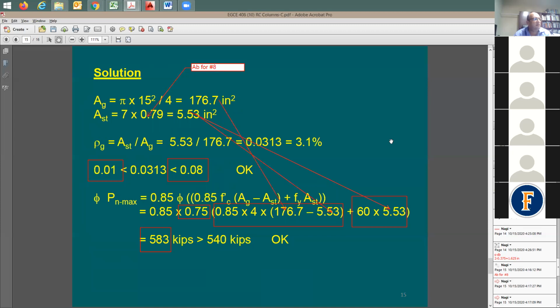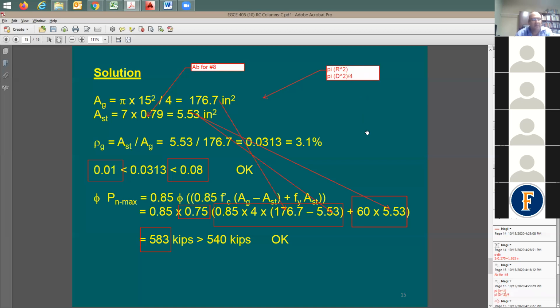So the Ag divided by 4, is that like the pressure? Here, this is Ag, the first equation on top right there. Where is this coming from? When you do the cross-section area of a circle, you have 2 ways of doing it. You can say pi r squared. Am I correct? Or you can say pi times the diameter squared, divided by 4.